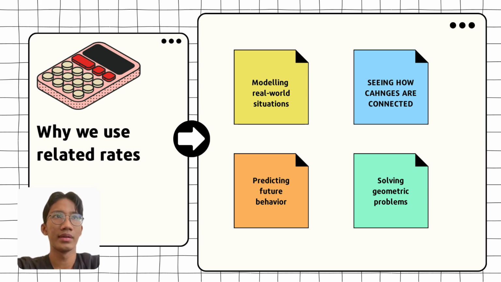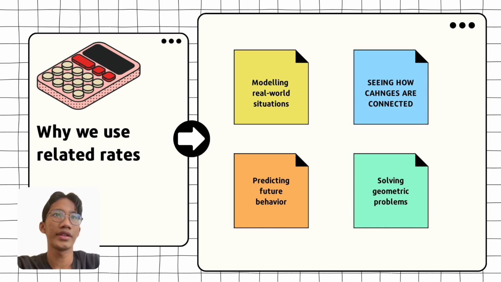The third one is predicting future behavior. By knowing how fast one thing is changing, we can predict how other related things will change, which is useful for planning and making decisions. For instance, if you know how fast a car is moving, you can estimate how long it will take to reach a certain destination. This kind of prediction is valuable in fields like logistics, transportation, and even space exploration.